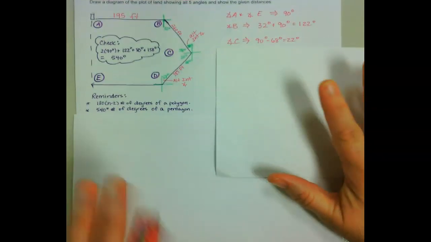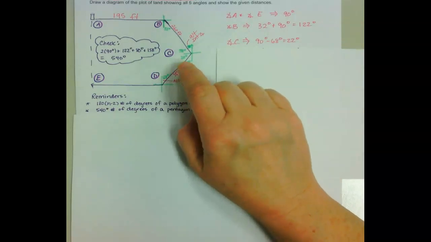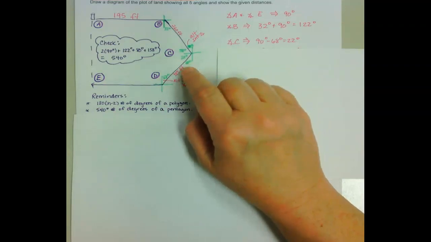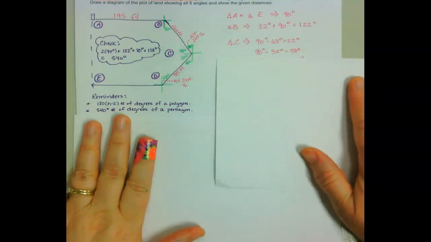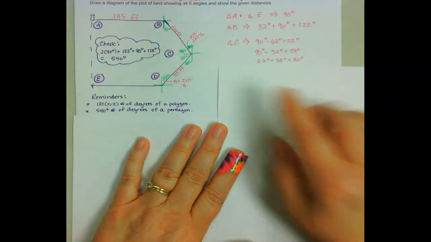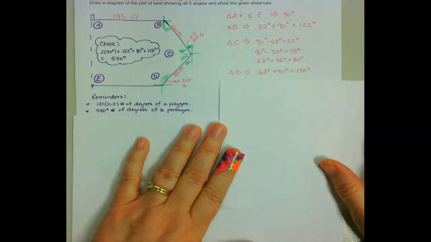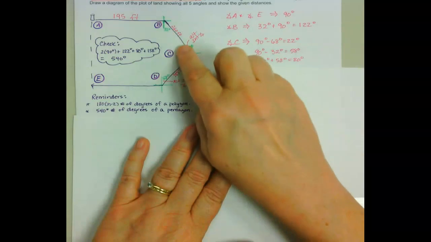For angle C, so now I'm talking about this angle right here, I know that 90 degrees minus 68 degrees is 22 degrees, right? So 90 degrees minus the 68 is 22. And then I know that 90 minus 32 is 58. And I know that 22 plus 58 is 80. So when I'm adding all of that up, it helps me fill in some of these pieces right here.